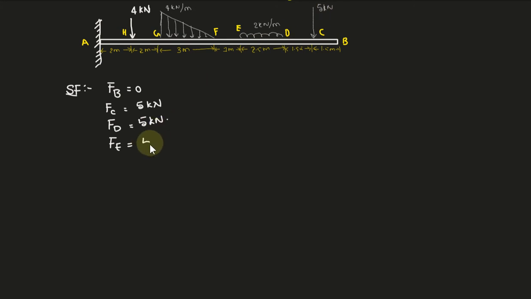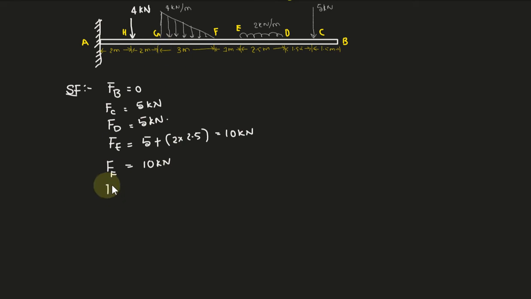So one is positive 5 kilonewton plus the uniformly distributed load, 2 kilonewton per meter spread over 2.5 meters. In order to find out the load, we have to multiply the load with the distance so that it can be converted into a concentrated load, 2 into 2.5. So we will get 10 kilonewton. And now shear force at F. There is no load in between E and F, so whatever the load is up to E will be continued up to F. So directly I will write it as 10 kilonewton.